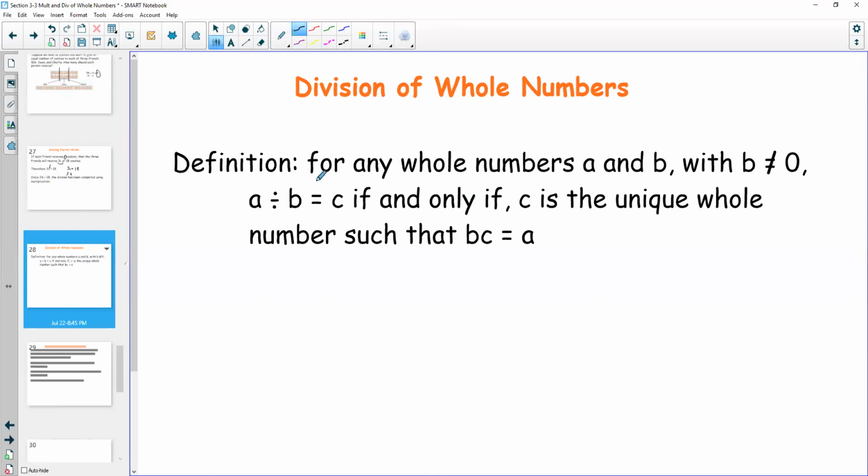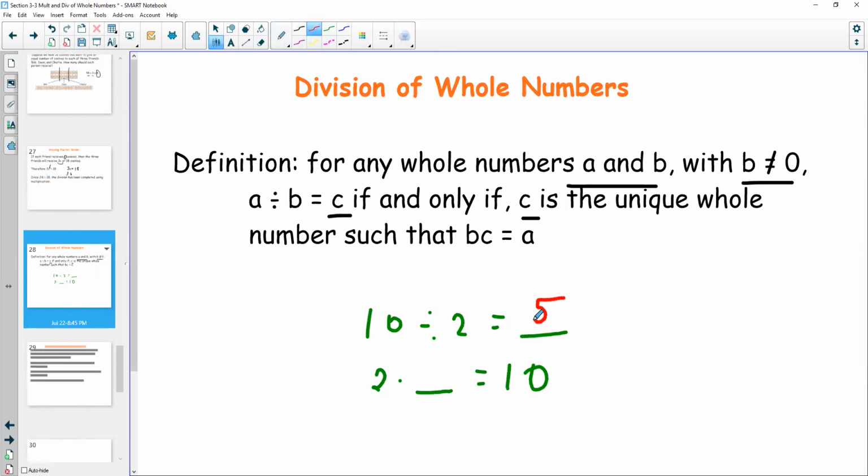So in division of whole numbers, for any whole numbers A and B, where B is not equal to 0, because we cannot divide by 0, that's undefined, right? A divided by B is C, some number C, if C is a unique whole number such that B times C is A. All that says, basically, is if I did 10 divided by 2, I have to get some number such that 2 times whatever that number is gets me back to 10. They're just a fact family, right? So this number has to be 5 because 2 times 5 is 10. That's all that definition says.